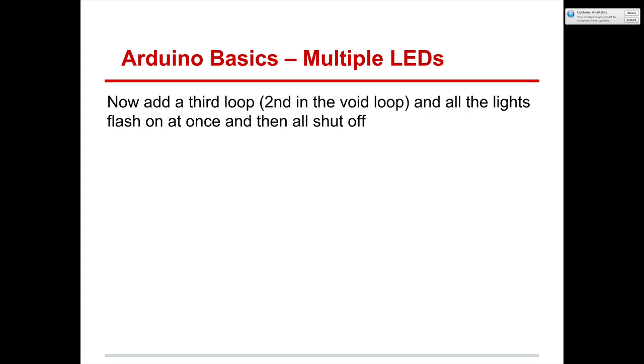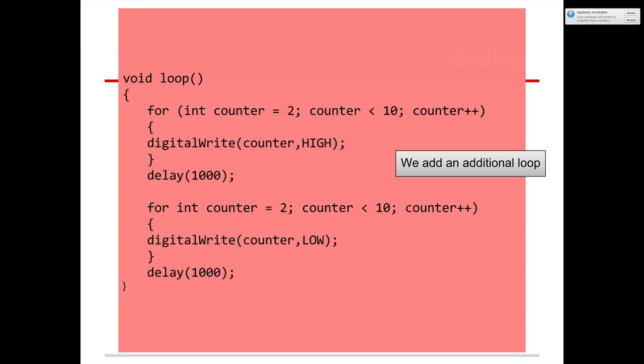Now let's go ahead and start messing with this a little bit. We can really have a lot of fun with these LED lights. Let's add another loop so all the lights flash on at once and then all shut off. So what we do in here is, again, void loop, but we're going to add an additional loop right here. So in other words, let's turn them all on. This loop now is going to make them all turn on, and this loop is going to make them all turn off. So in other words, it's going to loop 2 through 9, set them all to high. Then, wait a second, loop 2 through 9, make them all low.